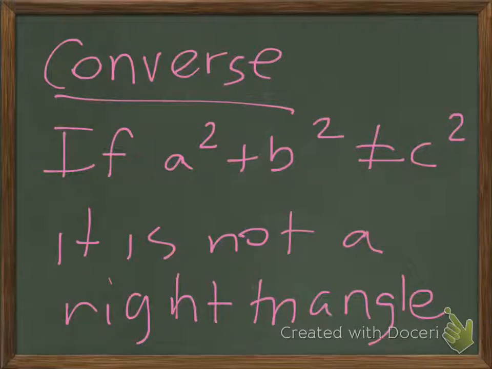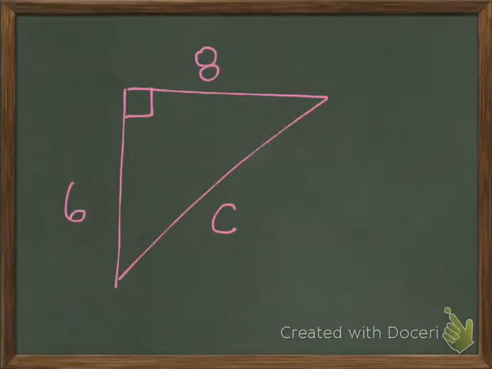Now we'll go back to this one in a second, but the converse of the Pythagorean theorem is that if we don't know that it's a right triangle, we can use the Pythagorean theorem to figure out whether it's a right triangle or not. We'll do an example of that in a little bit.